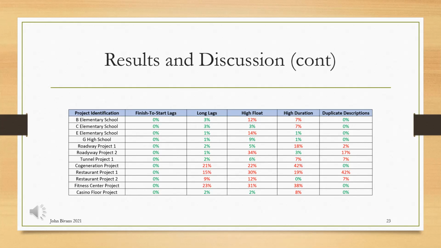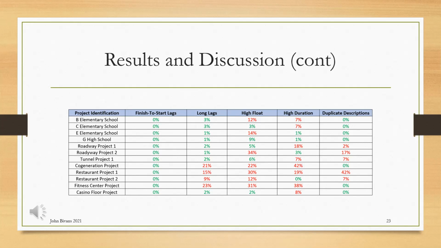In reference to long lags, those greater than 10 days, of the 12 schedules evaluated, 4 projects had a baseline with a percentage of long lags above the threshold. Generally, long lags represent gaps within work and should be replaced with more detailed activities. The average delay of the 4 schedules that failed to meet this metric was 41.5 calendar days.